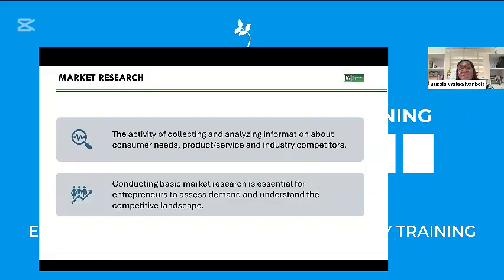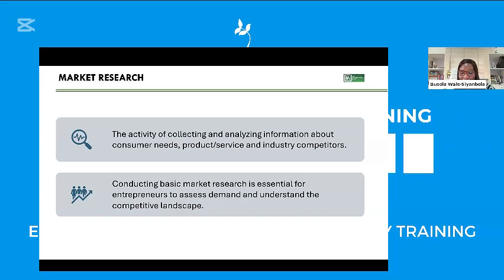Market research is the activity of collecting and analyzing information about consumer needs, product or service, and industry competitors. The activity, note it's an activity, it's a task, it's a requirement for anyone who is serious about business, either starting one or scaling what currently exists.